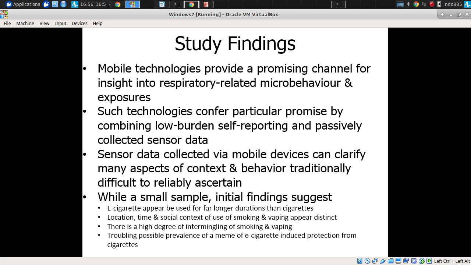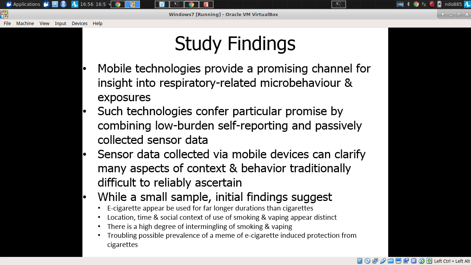Looking further into the data with findings that I don't have time to share here, what we found quite strikingly was that there was a profound difference in how e-cigarettes and cigarettes were being used. We should have known this. In retrospect, it's one of those glimpses of the blindingly obvious. We should have known it from the start, but we never thought to question it.